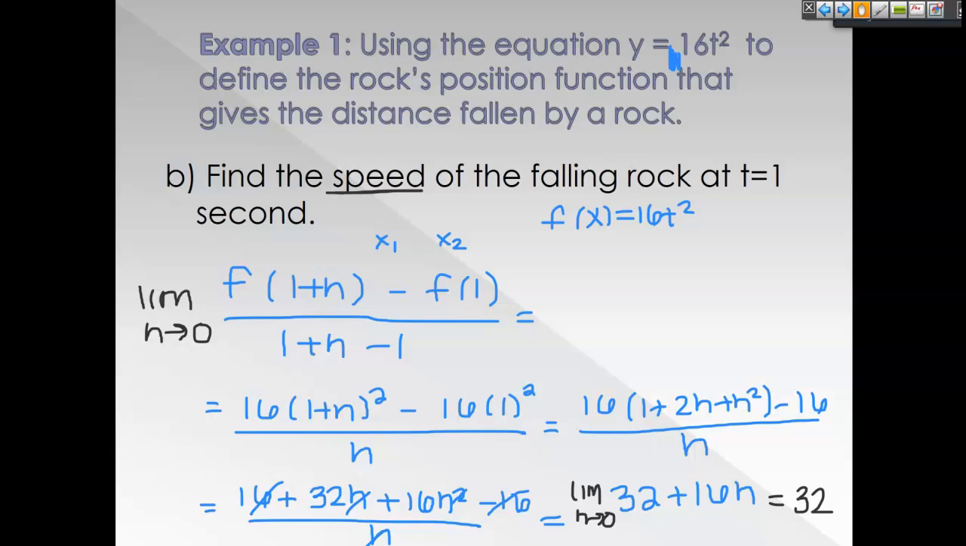So it wouldn't go into the 32, it just goes into the 16h part. Exactly. Because again, if you think about the idea, the slope of the tangent, or the instant speed, is the limit of the secant. So we already found the secant, or the average speed. So what we're going to do is take the limit of the average to get the instant.